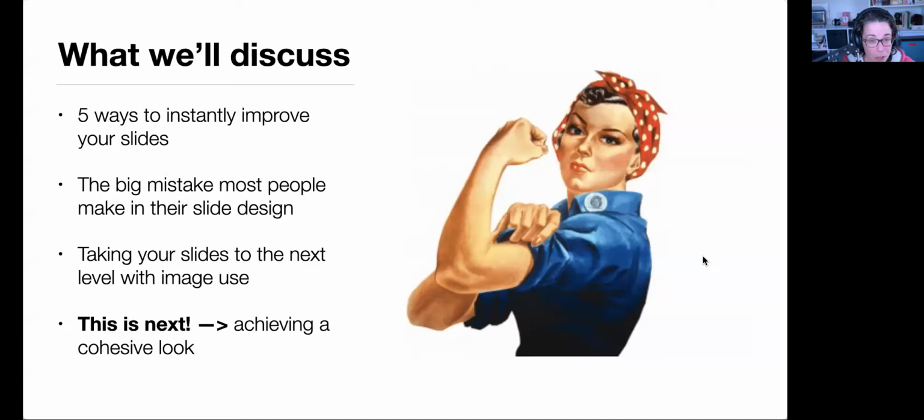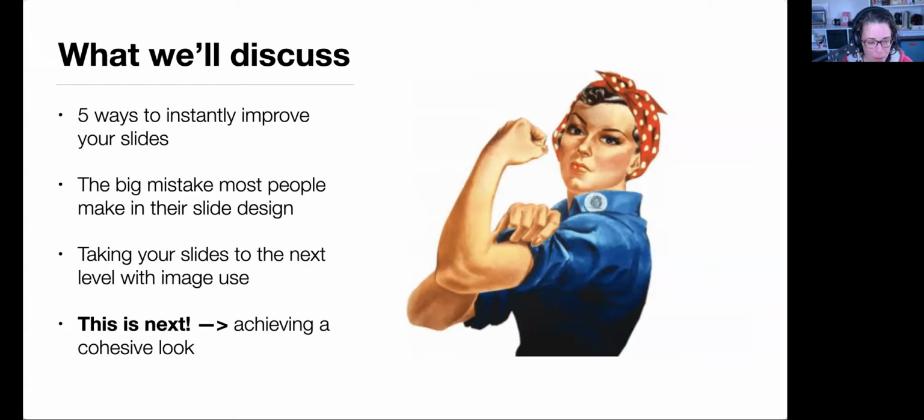So as you, I hope, remember, unless you joined late, at the beginning of this slide presentation, I told you you're going to immediately get five ways to improve your slides. And I'm going to tell you about the big mistake that people make in their slide design. So I hope you see how I use that to keep you here. And if you were immediately bored, then I admit that I have failed.